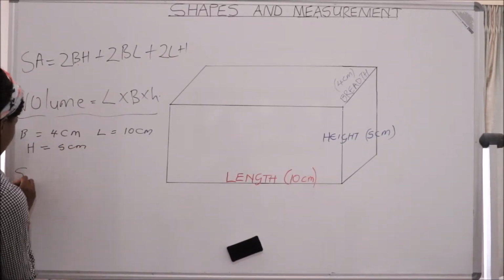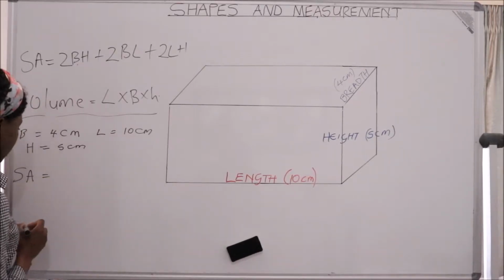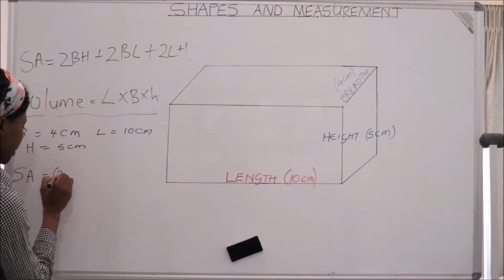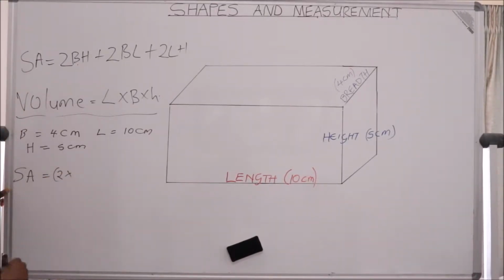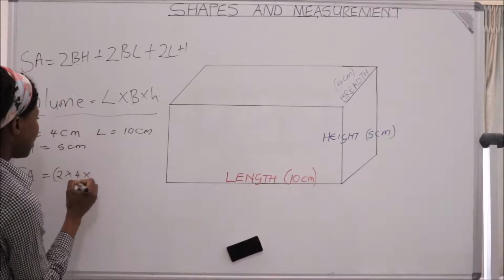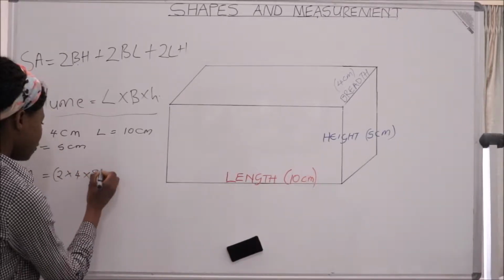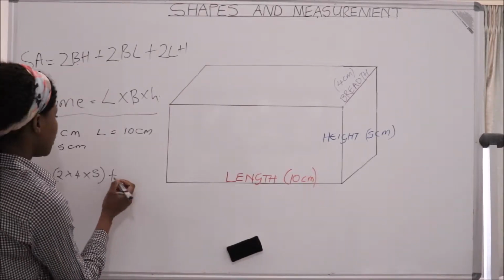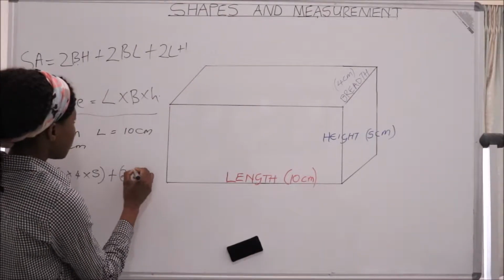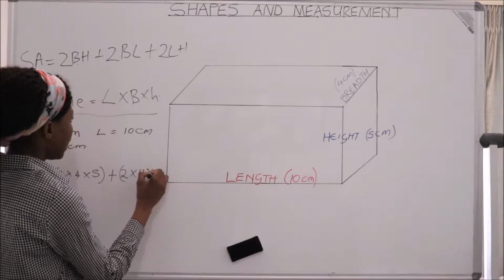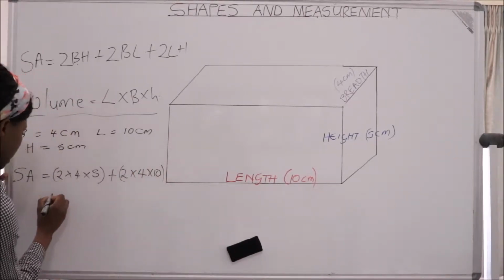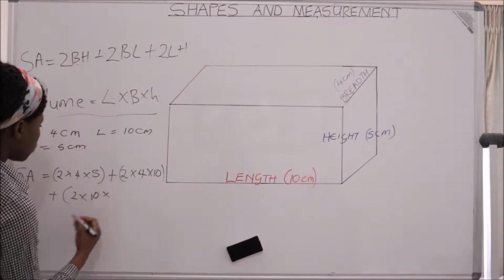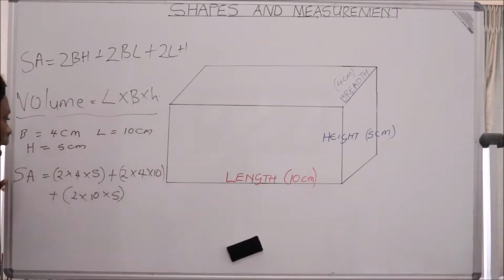And now we have to calculate the surface area, where SA stands for the surface area. It's equal to, I will just open brackets, 2 multiplied by b, which is the breadth, equal to 4, multiplied by h, which is the height, equal to 5. And then plus, we know that everything here is in centimeters squared, plus 2 multiplied by b, which is equal to 4, and l, which is equal to 10. Then we're left with 2 multiplied by l, which is equal to 10, and we also have 5 as the height of the prism.